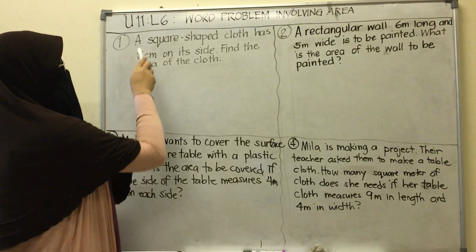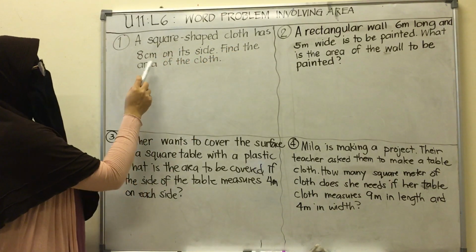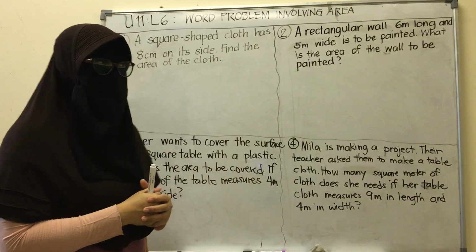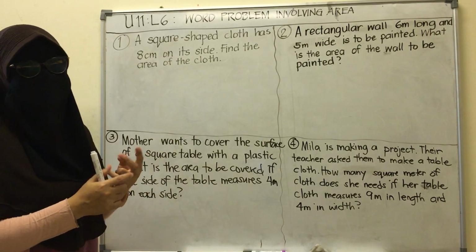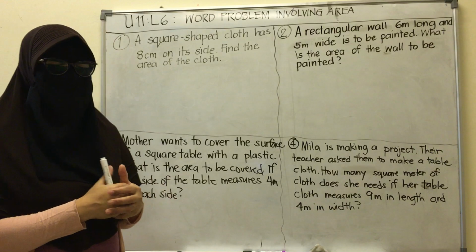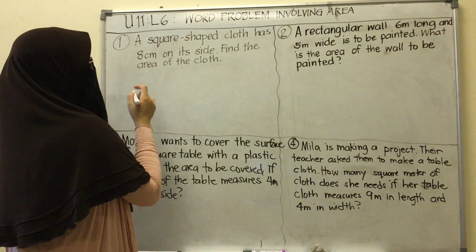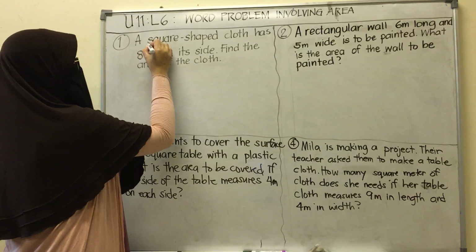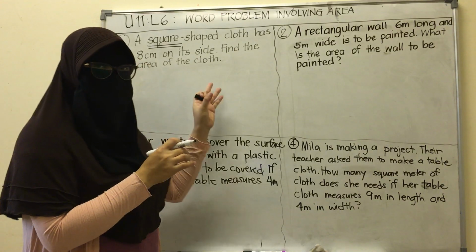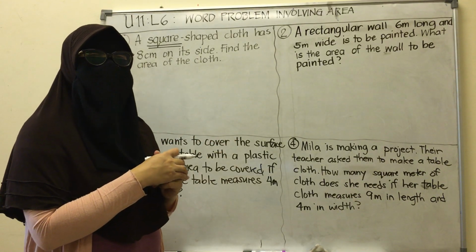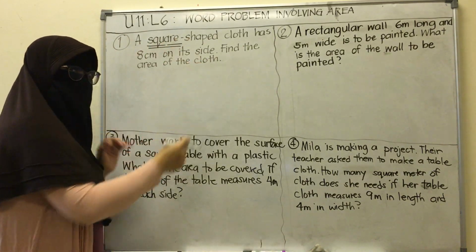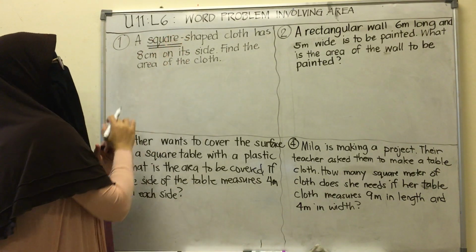We have here a square shaped cloth that has 8 centimeters on each side. Find the area of the cloth. We can answer this in two ways. We can draw it or directly solve it using the formula. We have learned the area of a square, and since this is a square, this is our clue. It means we are going to use the formula for the area of a square, because the problem says a square shape.